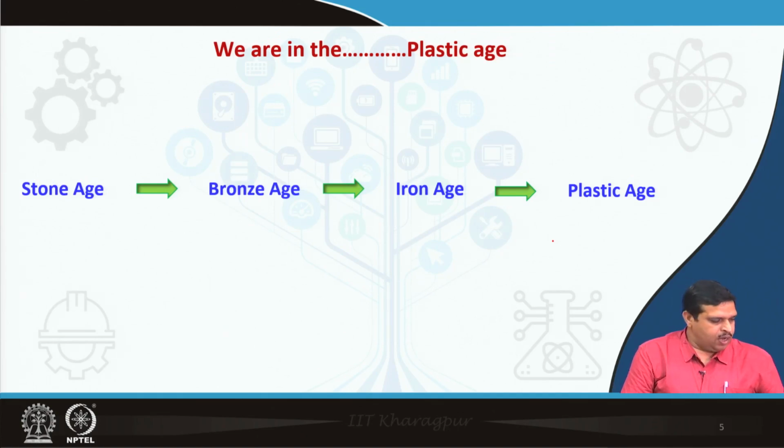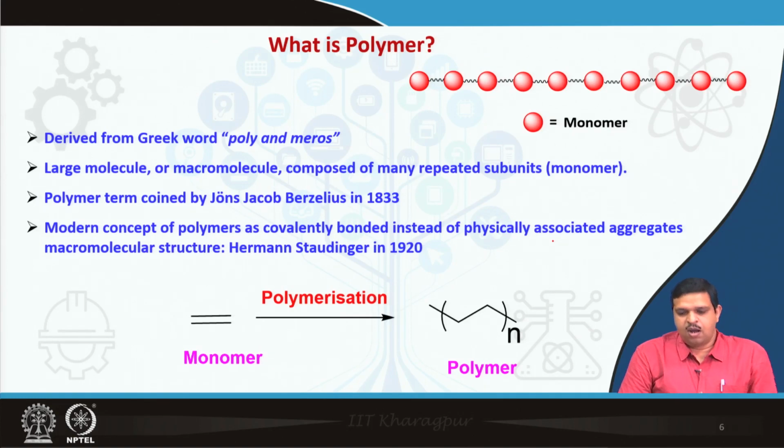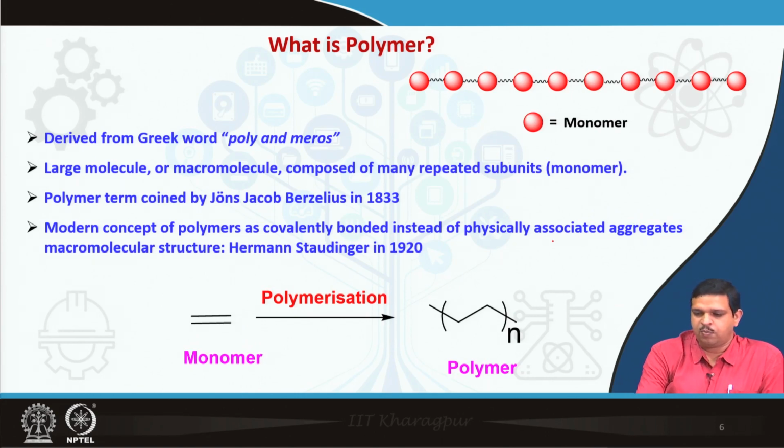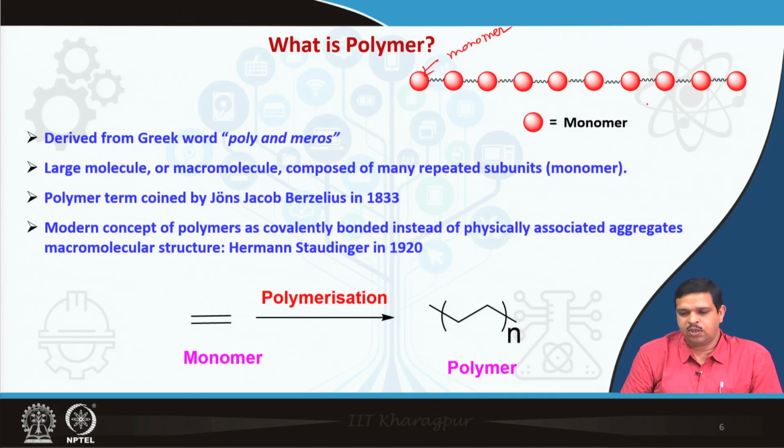This has changed our daily lifestyle and definitely our technological aspects. So, we are in a polymer world. So, what is a polymer? As I already discussed, the polymer looks like this. If you think this is a monomer, then the whole molecule, the long chain, is the polymer. The monomers are connected with covalent bonds. This is the polymer.